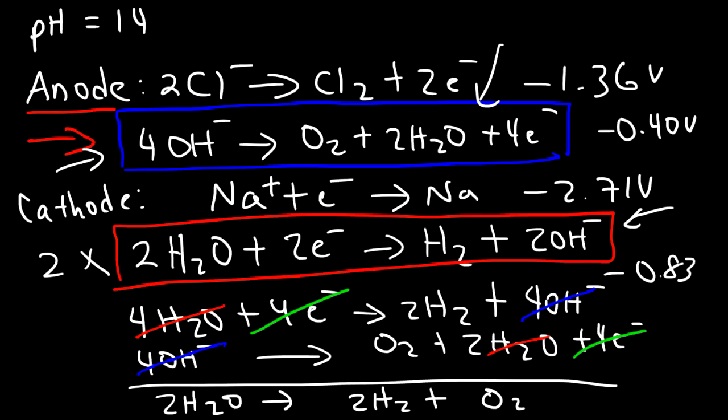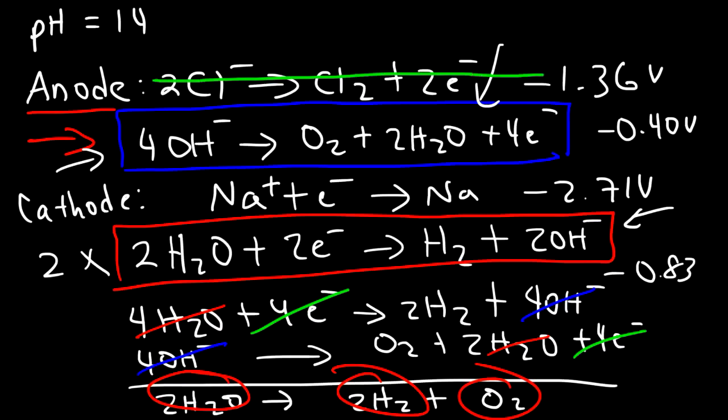So under basic conditions, the net effect will be the electrolysis of water into hydrogen gas and oxygen gas. So it's safe to say that the other reactions will not occur to any significant extent. These will be the main reactions under basic conditions.